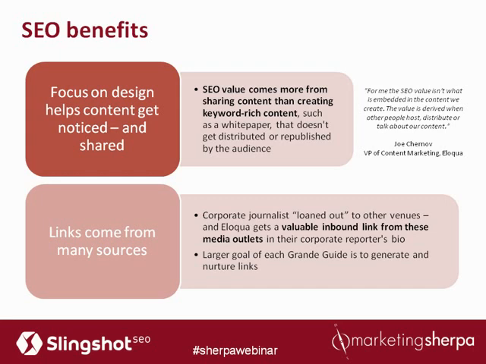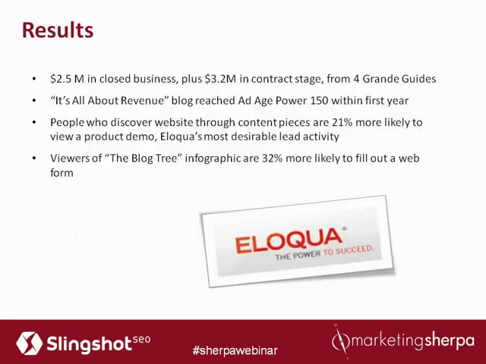So what were the end results for Eloqua? Just through four Grande guides that they published, the company generated $2.5 million in annual sales contract value. And then, another $3.2 million is in the contract stage from prospects who first downloaded one of these guides. Eloqua's corporate blog reached the Ad Age 150 within its first year.